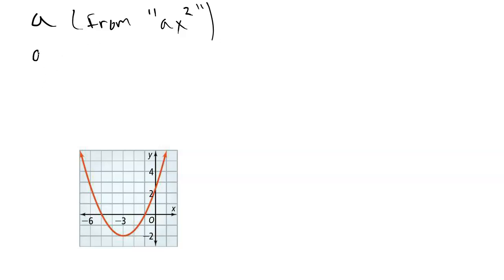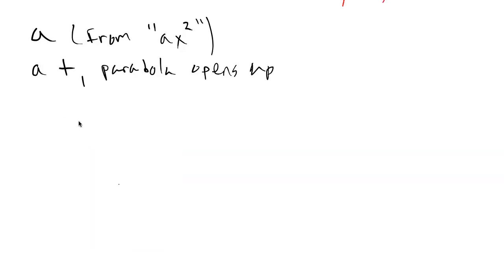Well, if a was positive, then we knew that our parabola opens up. Sorry, move that graph down a little bit so we have some extra room. So, if a is positive, the parabola opens up, right? And what does that mean? Well, our vertex, which is our largest or smallest point, is the smallest point. So our vertex is a minimum.